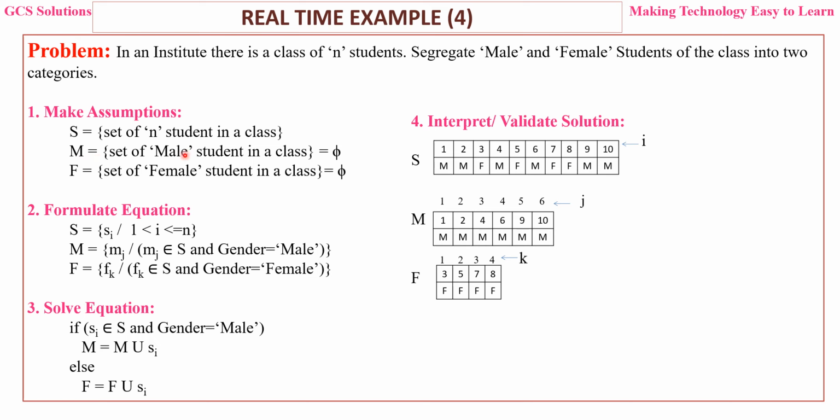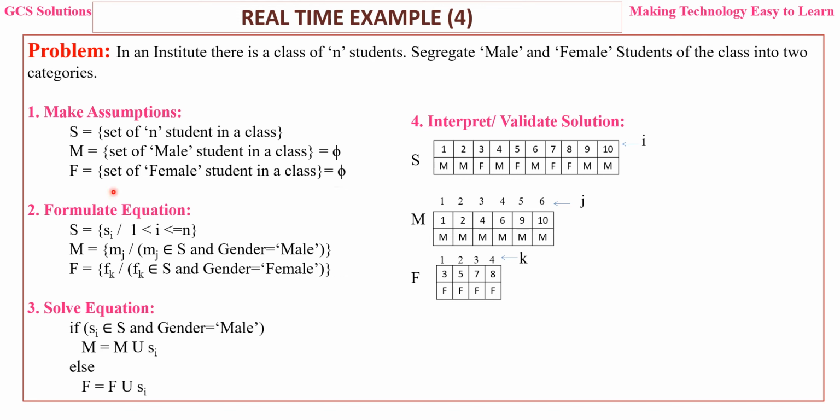M, that is the set of male students in the class, is initially an empty set because I am not sure how many of the 100 students are male and how many are female. So I have another set of female students in the class. For that too, the initial value is the empty set. Why? Because I have only a class with certain students. I am not sure how many students are male and female unless I physically see, count and note it down. I hope that you understood.